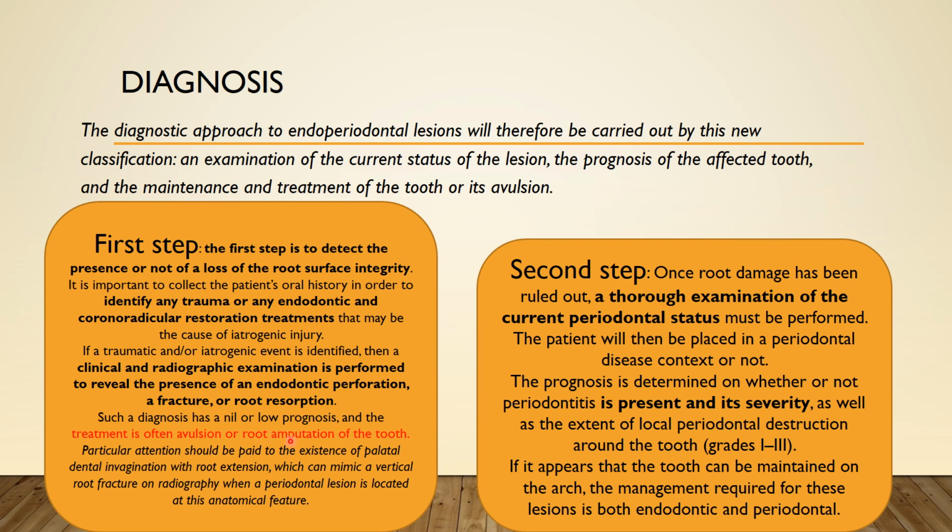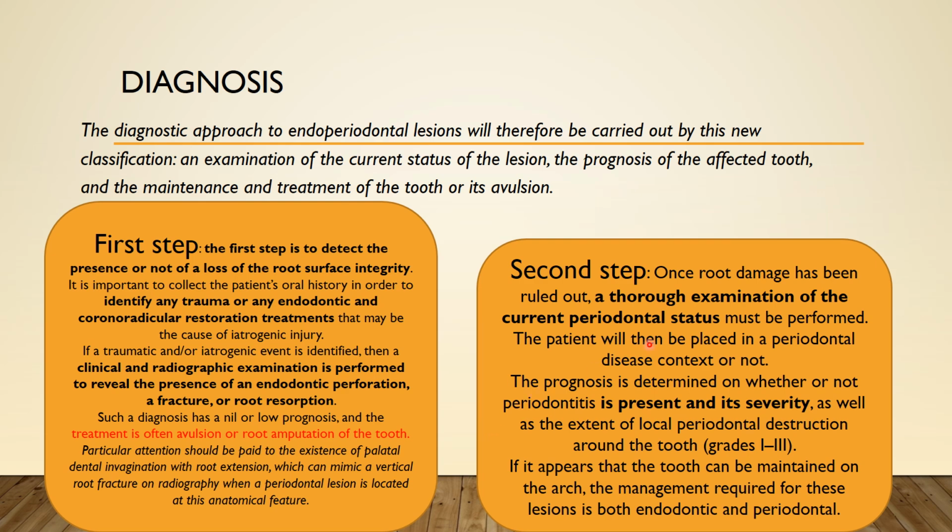So when you detect root damage, you always have to make sure about the presence of palatal dental invagination. This can give you a misdiagnosis. Why? Because this can mimic a vertical root fracture in radiography when a periodontal lesion is located at this anatomic feature. So the second step is that once root damage has been ruled out, a thorough examination of the current periodontal status must be performed.